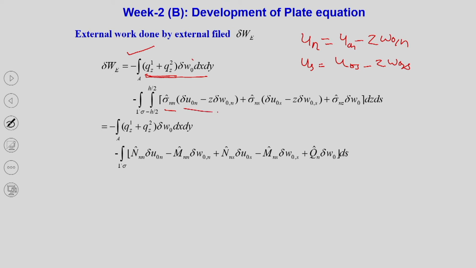So, their first variation, del u naught, what will that be? Put del here. Similarly, del us will be put del here. So, we have replaced del un by our main assumption. Similarly, del us, and del w is just del w naught.